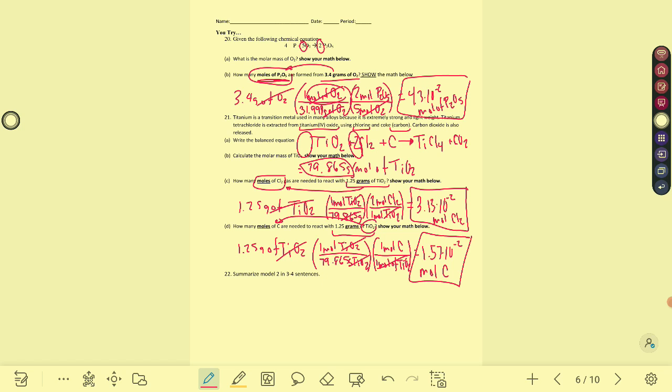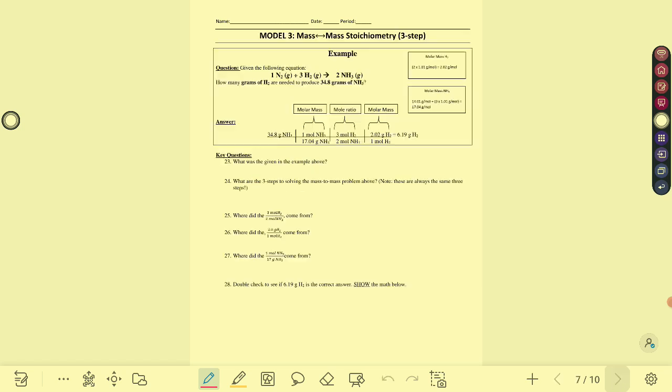All right, now this one, if you want to summarize this model, you were able to go from the mass of a substance within a balanced chemical equation to moles of that substance, and from that you could go from moles of that substance to moles of another substance in the balanced chemical equation by using the molar ratio.